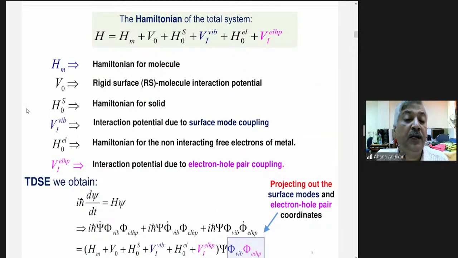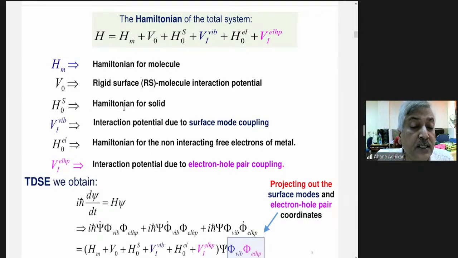Now, what is the Hamiltonian of the system? So the Hamiltonian of the system is the Hamiltonian for the molecule which is coming and hitting the surface. And V0 is the rigid surface. That means surface atoms don't move. They are fixed at their positions. Okay, so that is the rigid surface and molecule interaction. The molecule and the surface atoms are interacting, and that interaction is called V0. But the surface atoms are fixed at their positions.